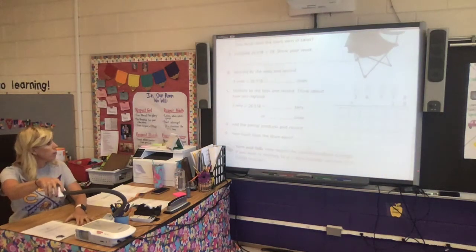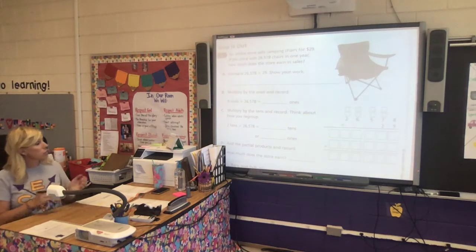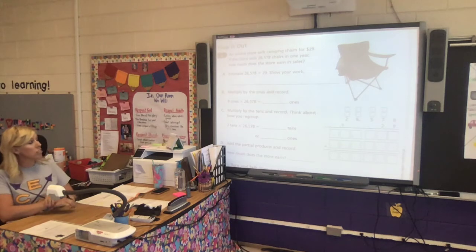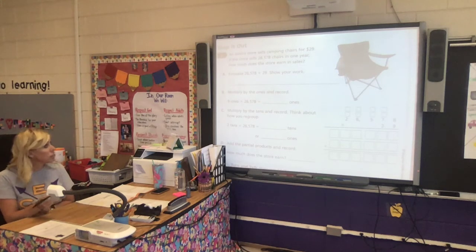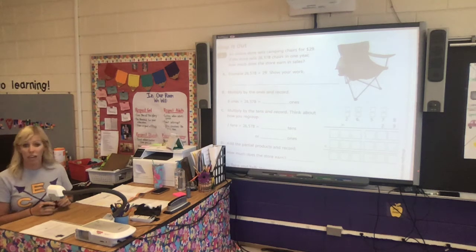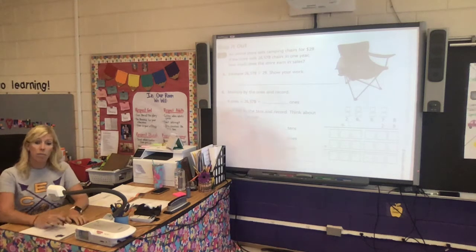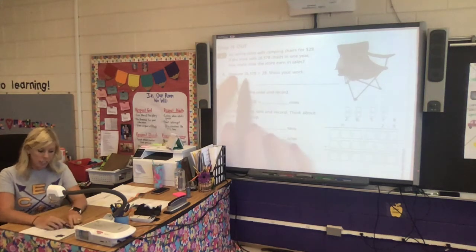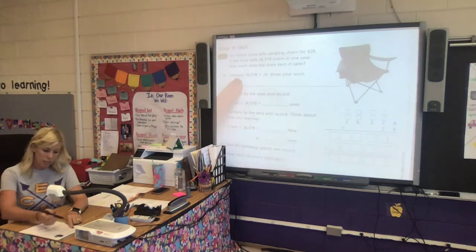So let's do a couple more together. An online store sells camping chairs for $29. If the store sells 26,578 chairs in 1 year, woo, how much does the store earn in sales? Wow, that is a lot of chairs. Again, I'm gonna round my numbers. Now, let's look at this biggest one first. It is up to you how you want to round it. Remember, this needs to be what is easy for you to quickly do in your mind.